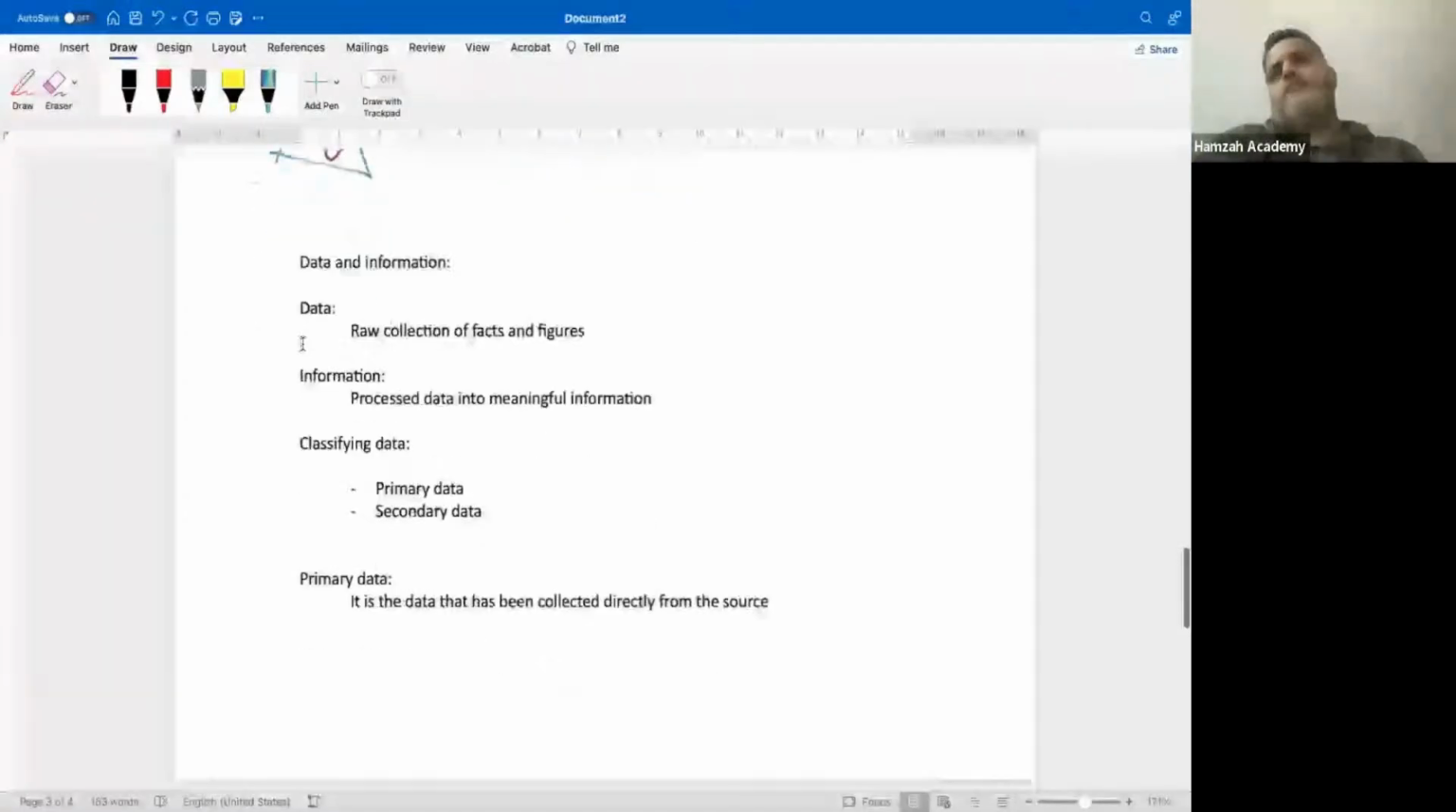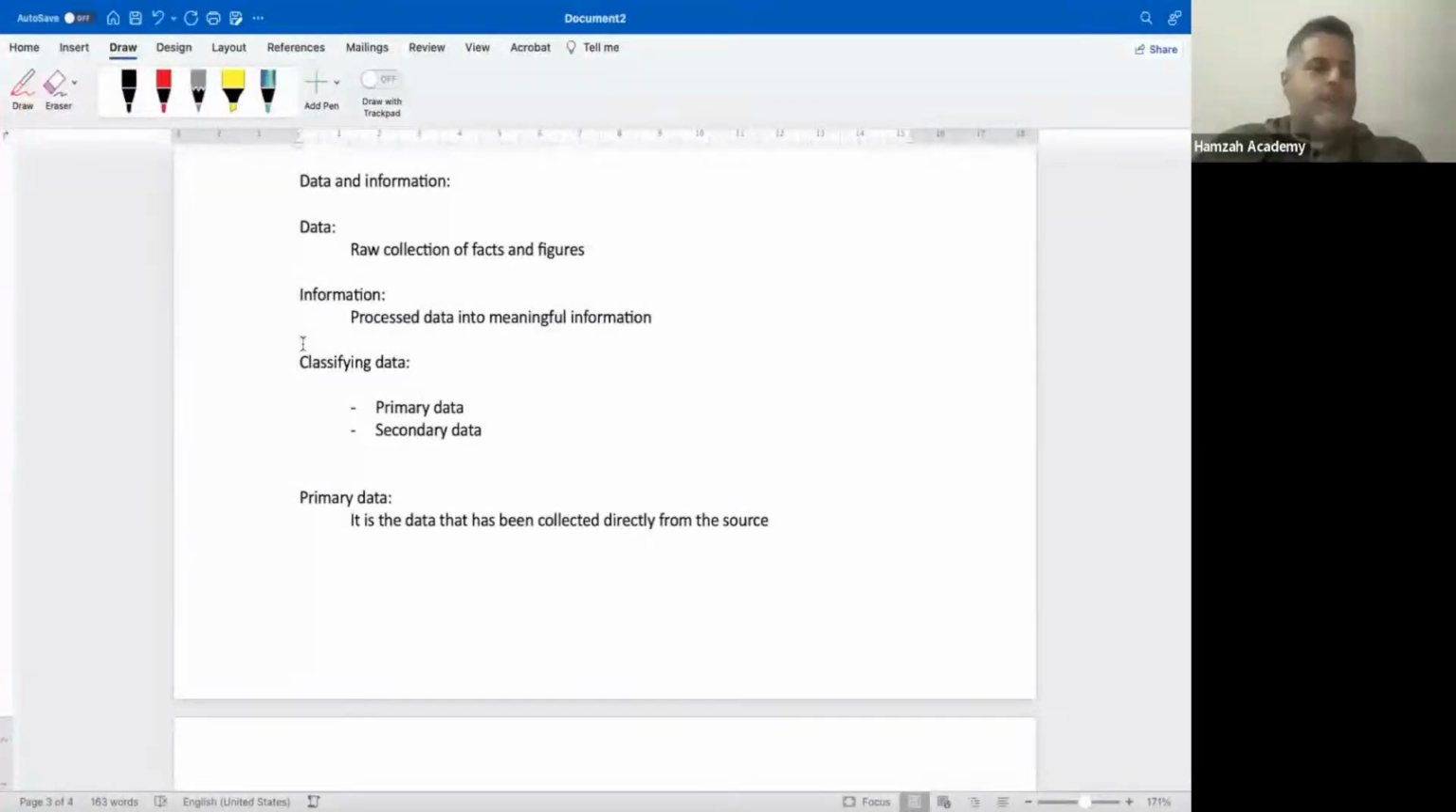Classifying the data, we classify the data into primary and secondary. The primary data is the data that you collect directly from the source. Like, for example, companies conduct surveys regarding their products directly from the customers.